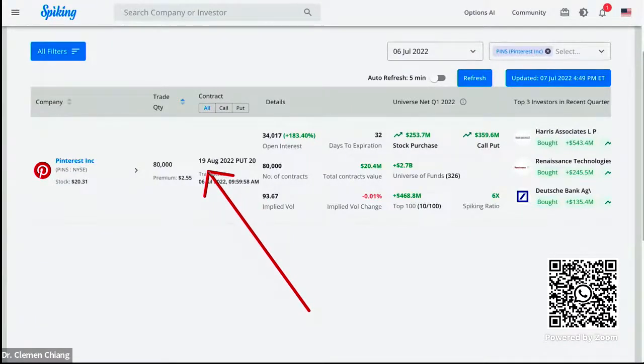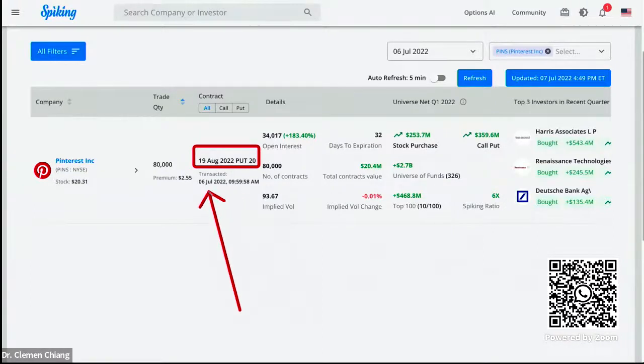And there is the 19th of August 2022 expiration, so we have an expiration date established. Then we have the strike price of $20 puts established. Typically these two give us what we call the contract. And we can even tell you in very clear detail that it was executed at 9:59, take it as 10 a.m. Eastern Standard Time, 30 minutes after the opening bell on 6 July. The trade was done on Wednesday.